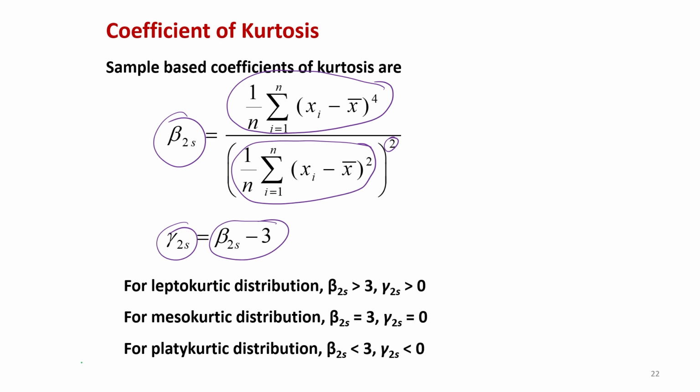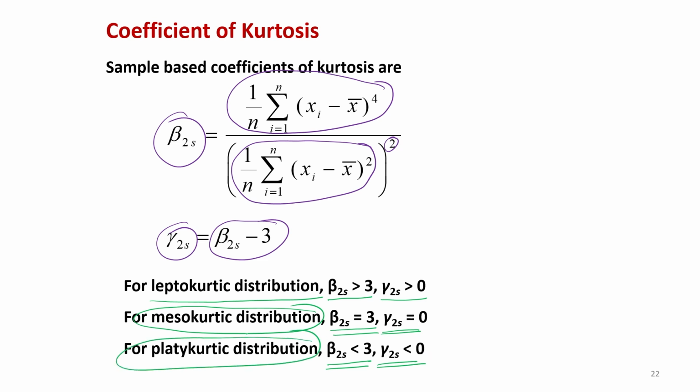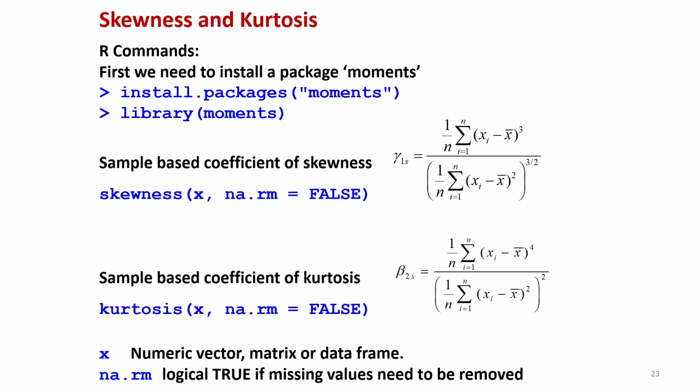And the same interpretation will continue. On the basis of data, if you find that beta 2s is greater than 3 or gamma 2s is greater than 0, then we will say that the sample is coming from a leptokurtic distribution. If you find beta 2s to be 3 and gamma 2s to be 0, then we say that the sample is coming from a mesokurtic distribution. And if beta 2s is less than 3 and gamma 2s is less than 0, then we say the sample is coming from a platykurtic distribution, right.